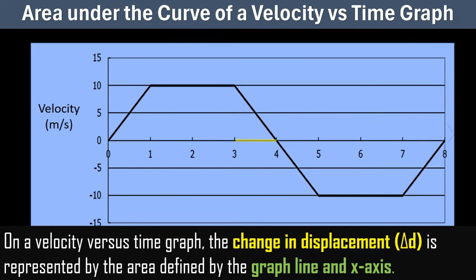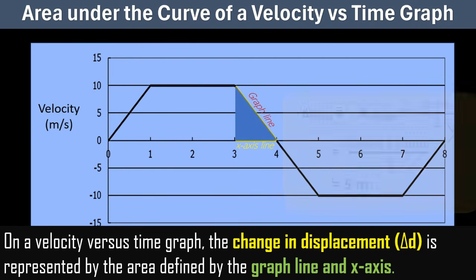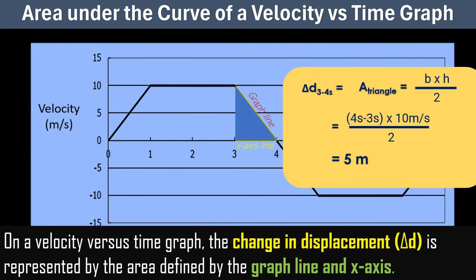This is the calculation of the change in displacement from 3 to 4 seconds. In this case, we use the formula base times height over 2 because the shape formed by the x-axis line and the graph line is a triangle.